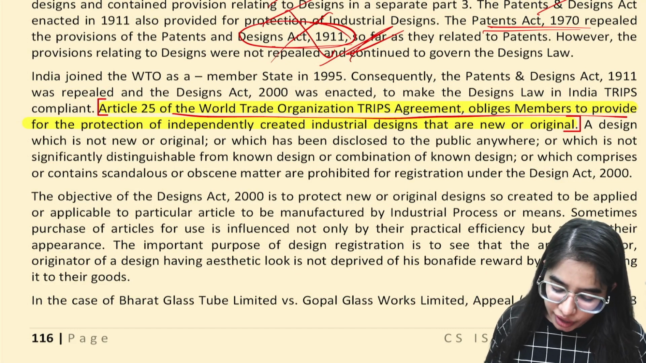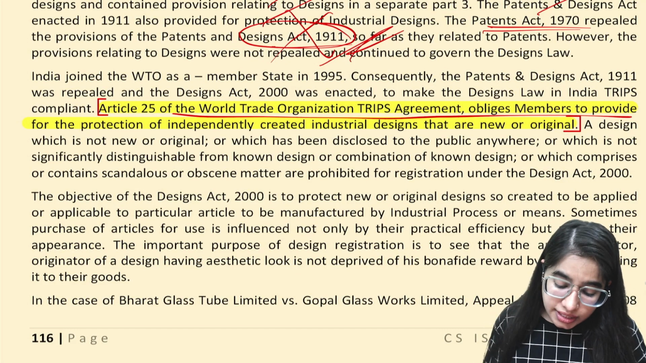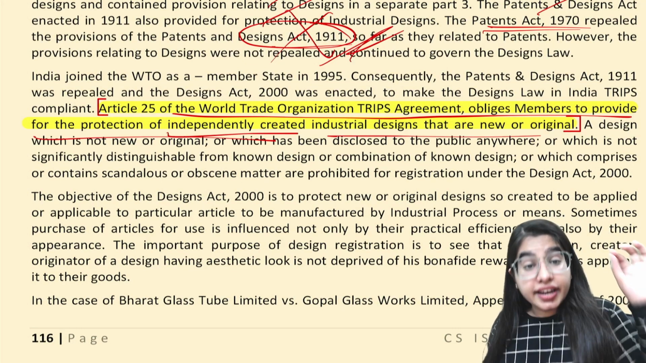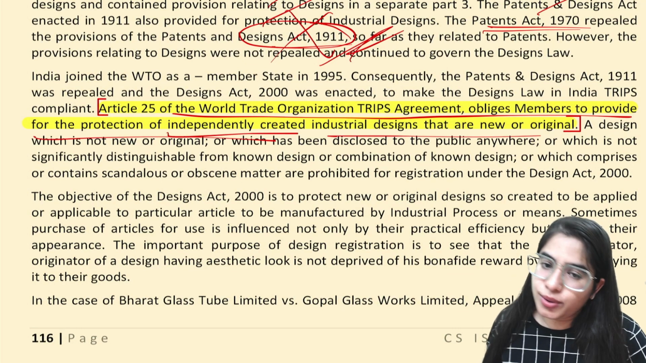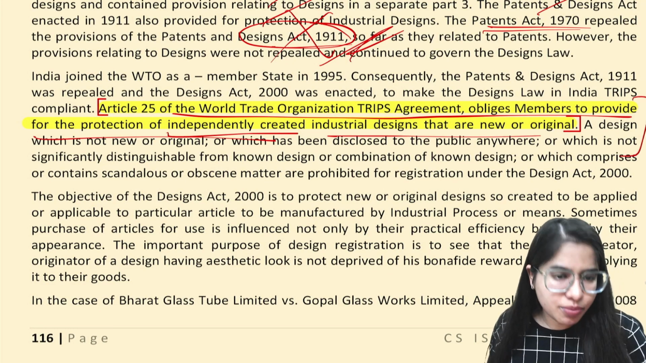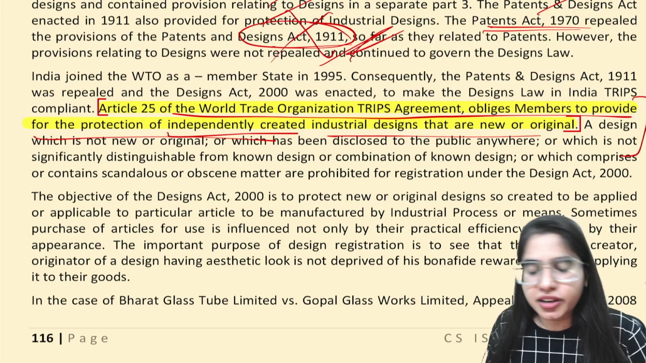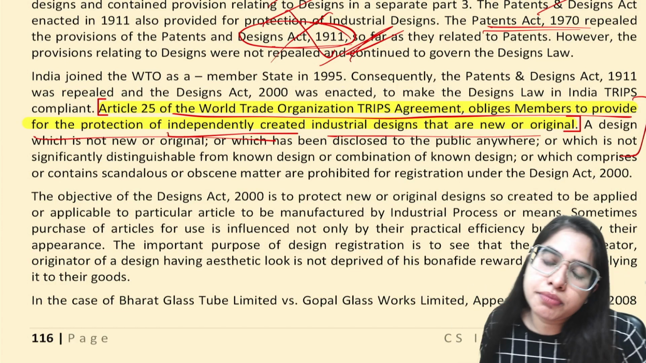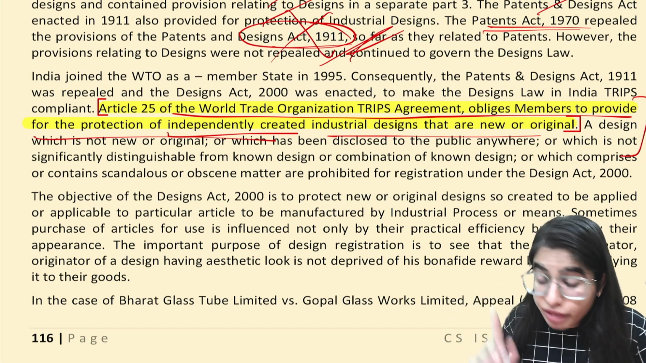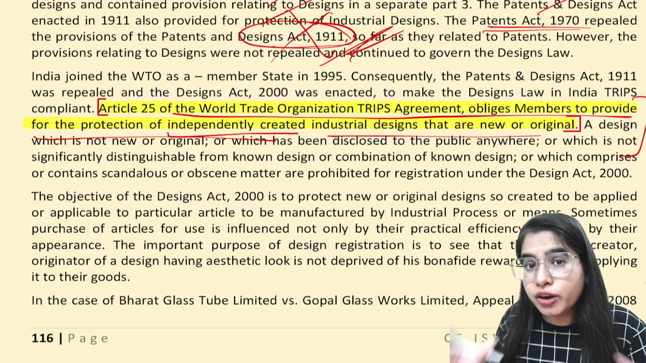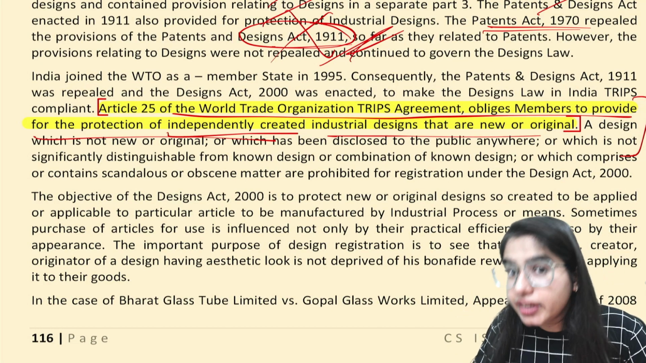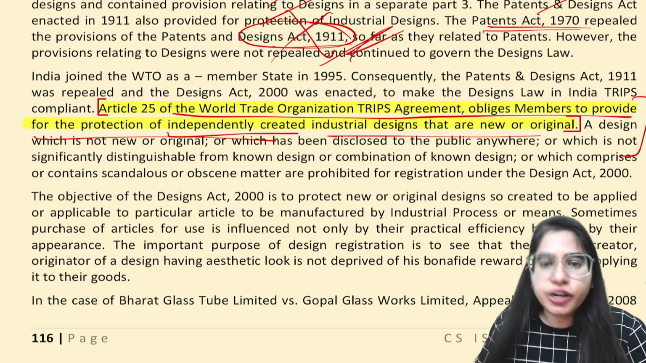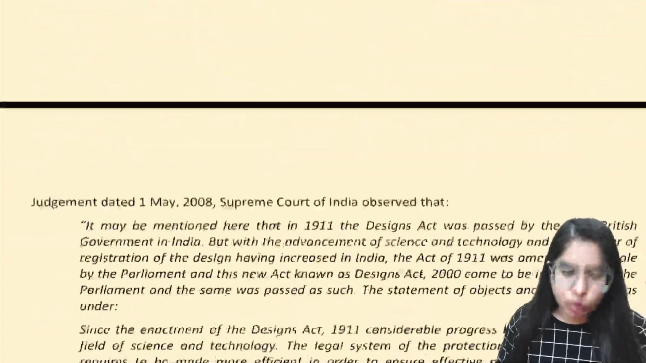Article 25 of the TRIPS agreement obliged every member to provide for the protection of independently created designs that are new and original. Not important from examination point of view, but one line I highlighted from here: there is an international TRIPS agreement, and in it, it is written that every country that is a member of the TRIPS agreement has to provide protection for designs. Means they have to make a law and protect the designs which are unique and original.